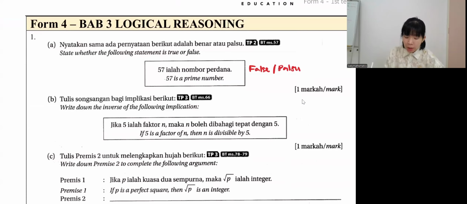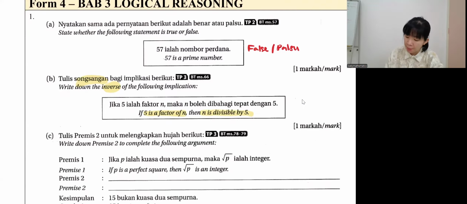Okay, B. Write down the inverse. Okay, guys, highlight inverse, songsangan, of this following implication. If 5 is a factor of n, then n is divisible by 5. For the inverse, do we need to terbalik or not? Need to terbalikkan the position or not? No. Inverse, songsangan, is everything remains. You just have to change to not. Yes, bukan. Okay. Save time, no need to copy the whole thing.